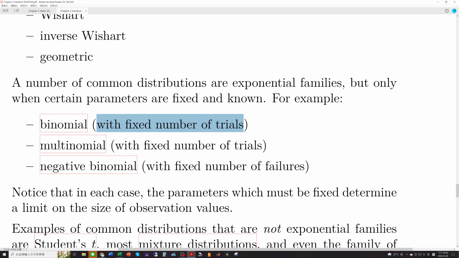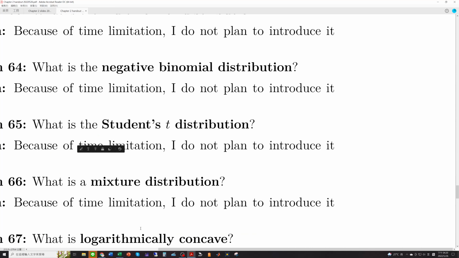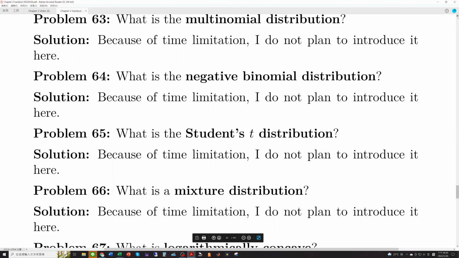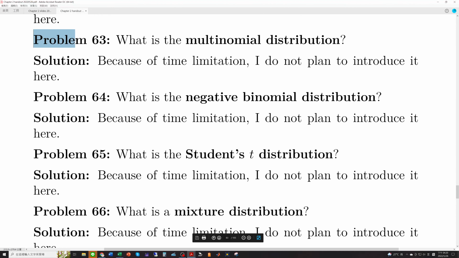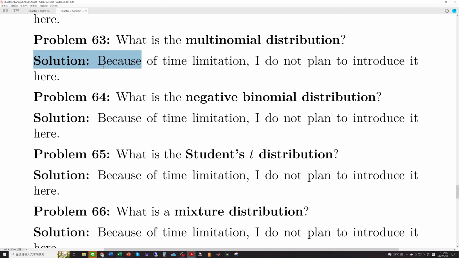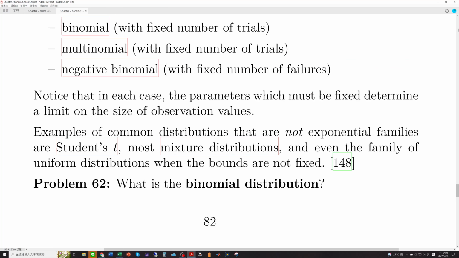Second is multinomial. What is multinomial? Problem 63. What is the multinomial distribution? Solution. Because of time limitation, I do not plan to introduce it here. So with a fixed number of trials also.